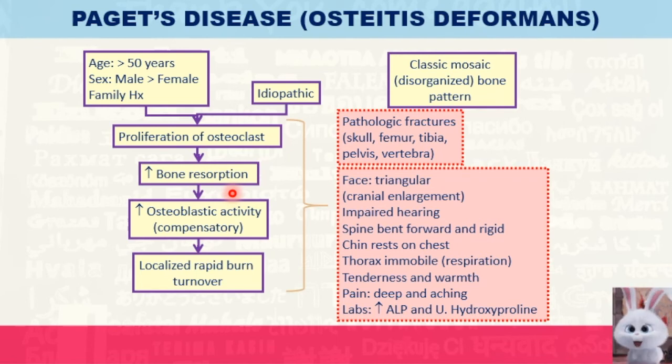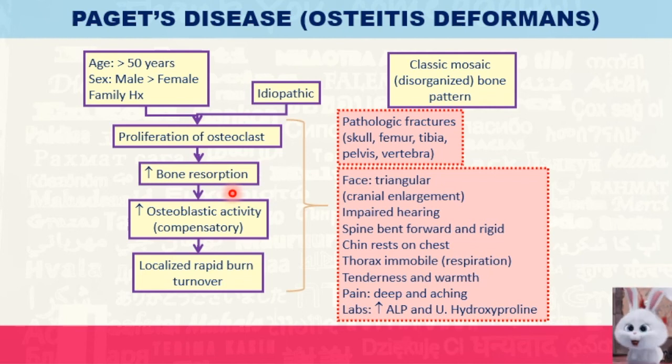So what would be the result? It would have the classic mosaic disorganized bone pattern, which is a classic sign of Paget's disease. Pathognomonic to Paget's disease. Now, what will we do for this patient? We will have pathologic fracture still for this patient.